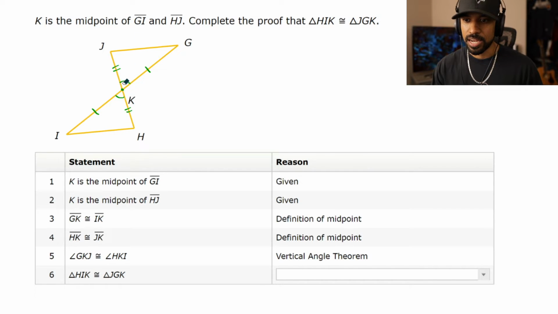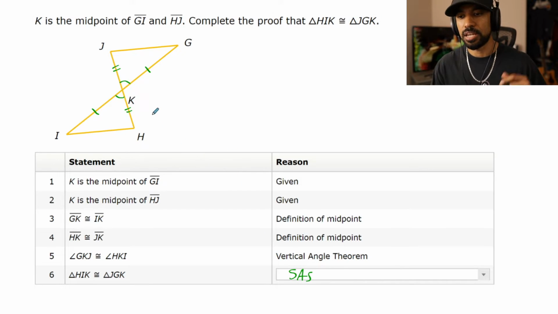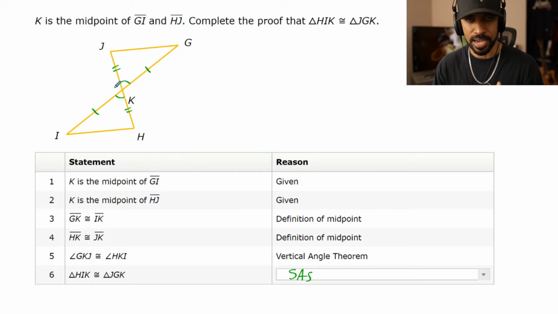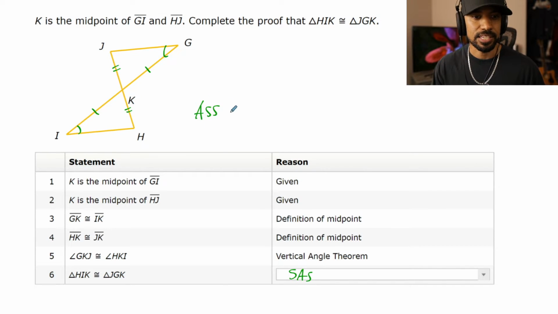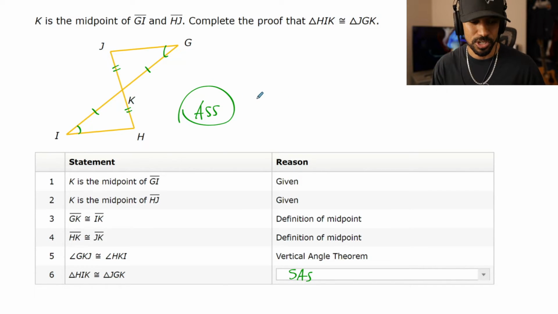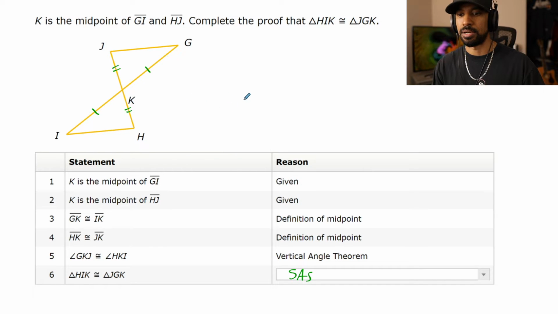Okay, now we have another side angle side. Looks like we're getting a lot of side angle sides right here. And keep in mind, side angle side means that the angle has to be in between the sides. If these were alternate interior angles right here, this is not side angle side. The angle is not in between the two sides that are congruent. This is angle side side. That's not allowed, and you can see why. Side angle side is the one that you use here.